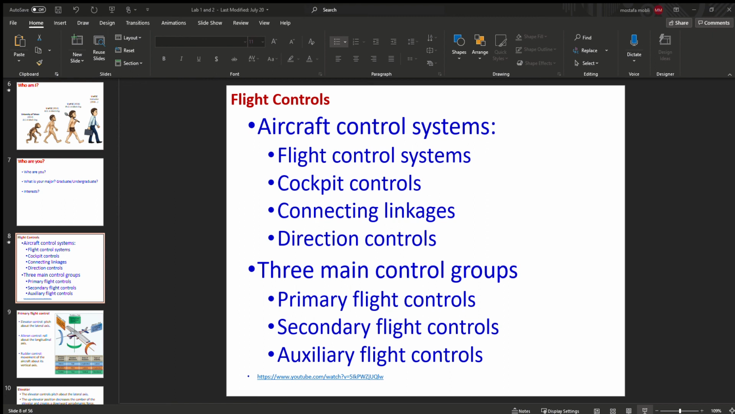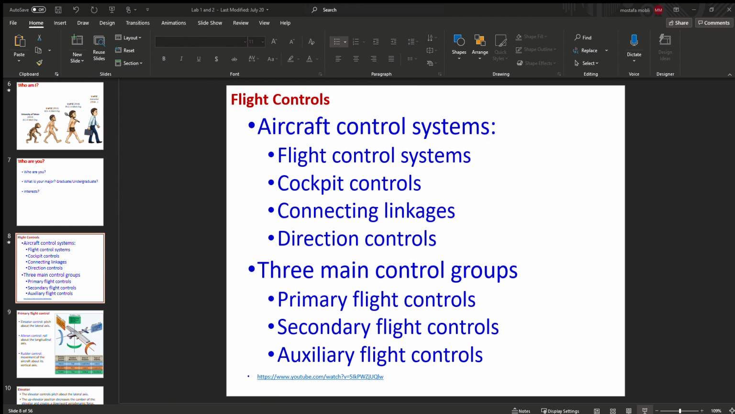And when you're flying, you use the rudder to control the adverse yaw generated because of the movement of the ailerons. Okay, are there any questions so far? No?